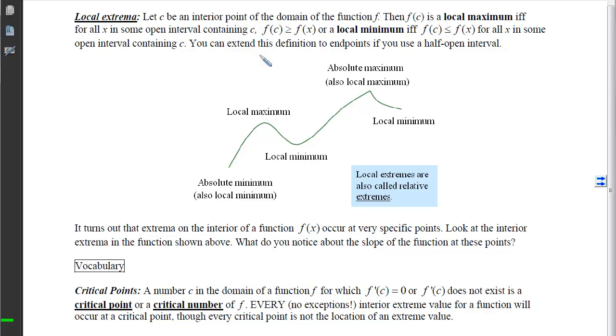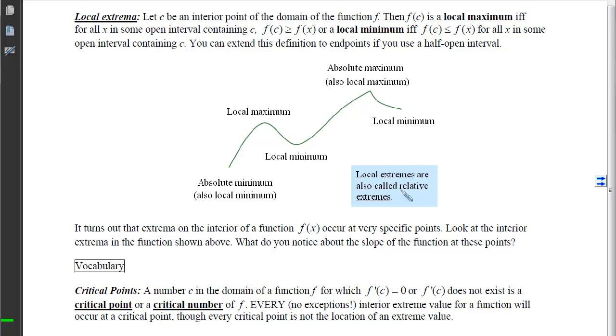It says you can extend this definition to endpoints if you use a half open interval. So that means this is the lowest value in the half open interval extending to the left, so this will be a local min. And here, again, I've got a value that is smaller than the ones that are around it. So I've got an absolute min. When we look at the entire domain, we can see that this is the lowest y-coordinate out of all of them, and we can see that I have an absolute max here on the interior because this y value is larger than all the other y values.